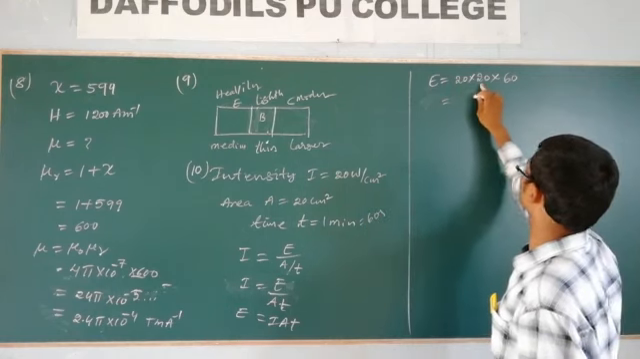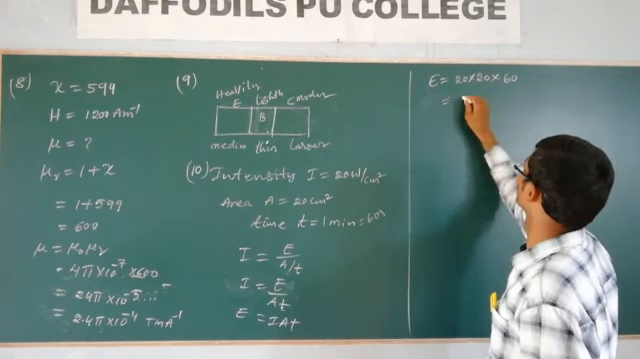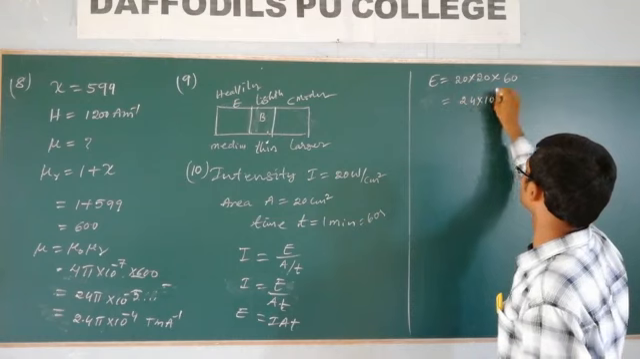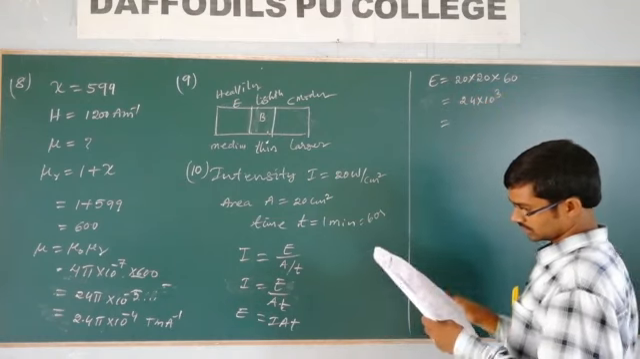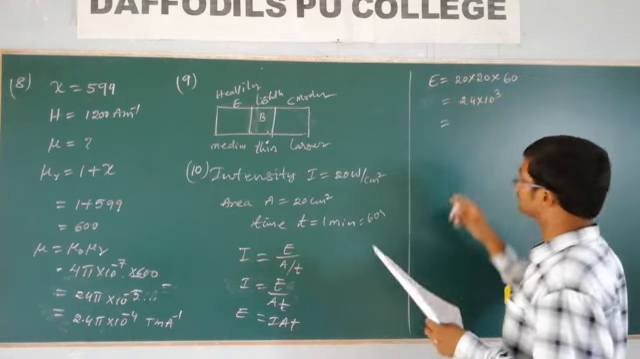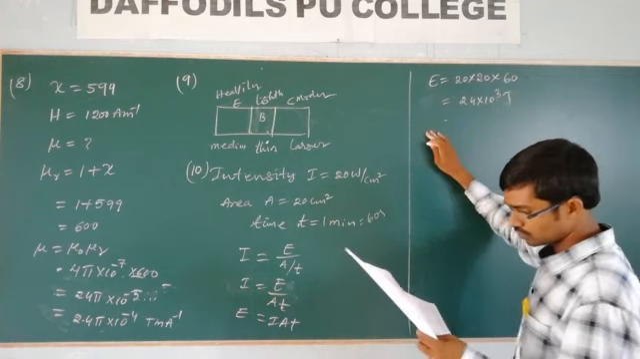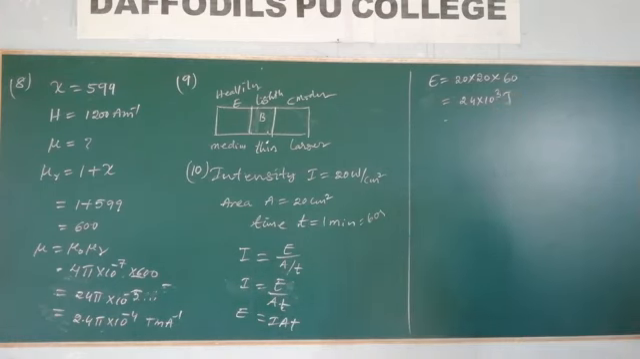That is equal to 2 into 2 is 4, 4 into 6 is 24, then 24 into 10 power 3, which is joule. We have 4000. Let us see the 11th one.